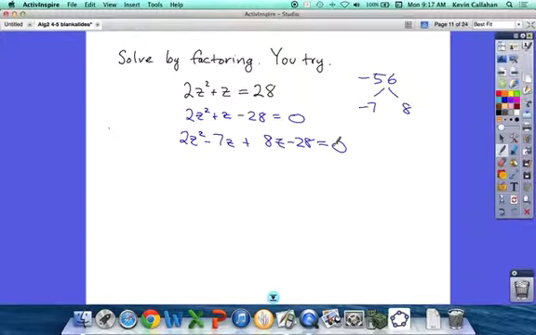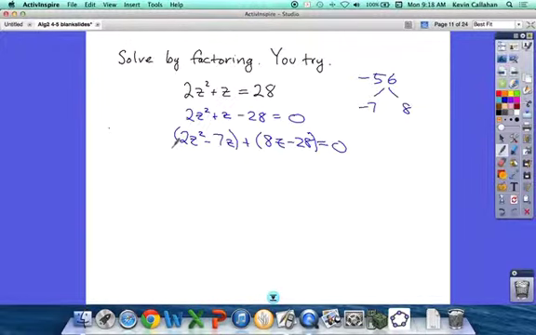Then group the first two, group the last two, right? And I did it on the same line because I have a plus in the middle and it doesn't change the value of anything when I put those parentheses. It's only when I got a minus there that I have to be a little more concerned about it, all right? What's the greatest common factor in the first one?